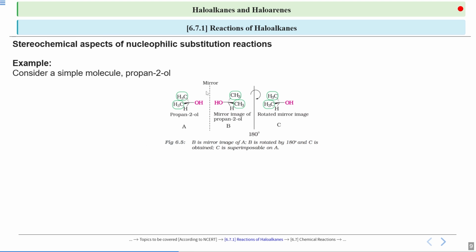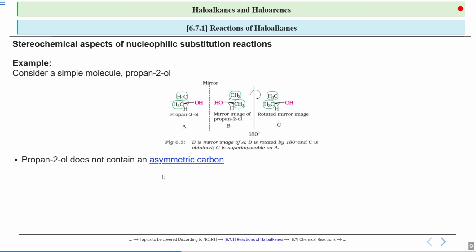This is figure 6.5, where B is the mirror image of A, and when B is rotated by 180 degrees we get C. And C is superimposable on A. C is actually the same as A. If you take the rotated mirror image C and put it as it is on structure A, they will be properly superimposed, right? So C can be superimposed on A.